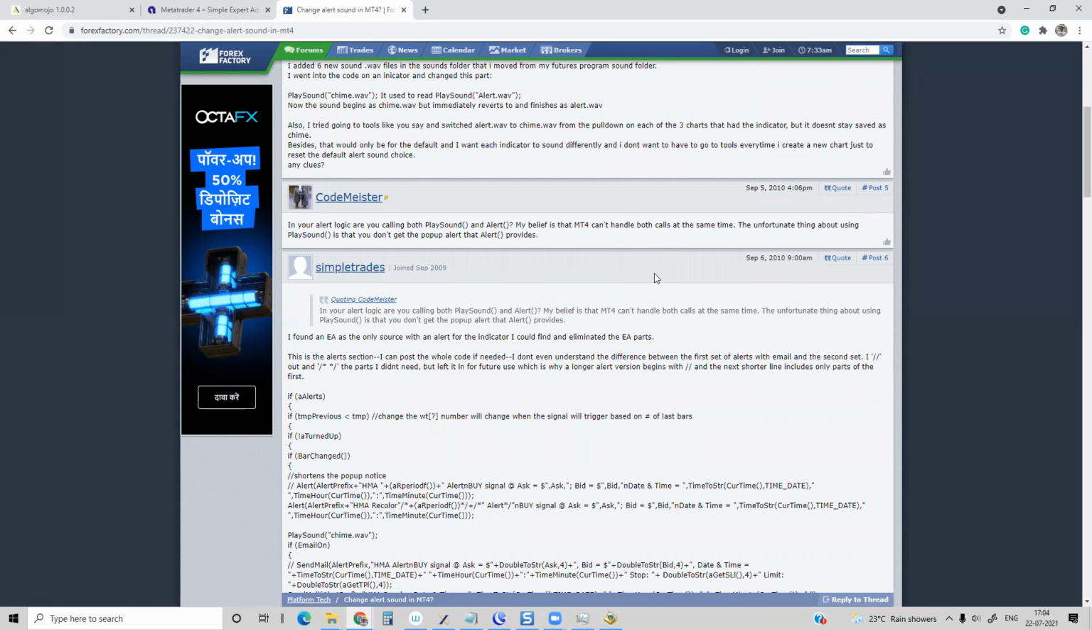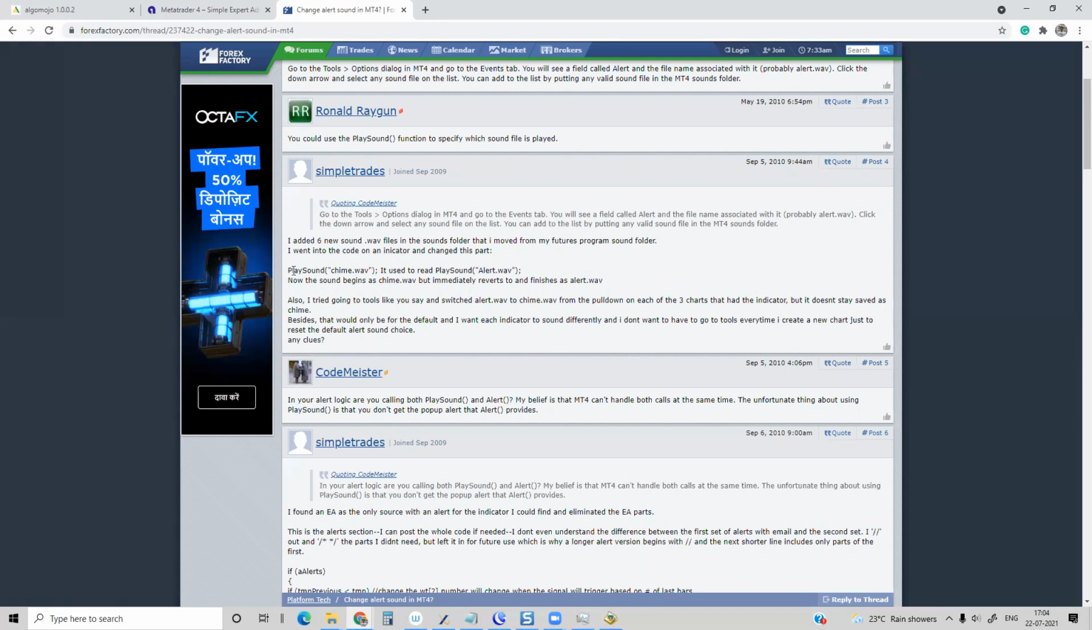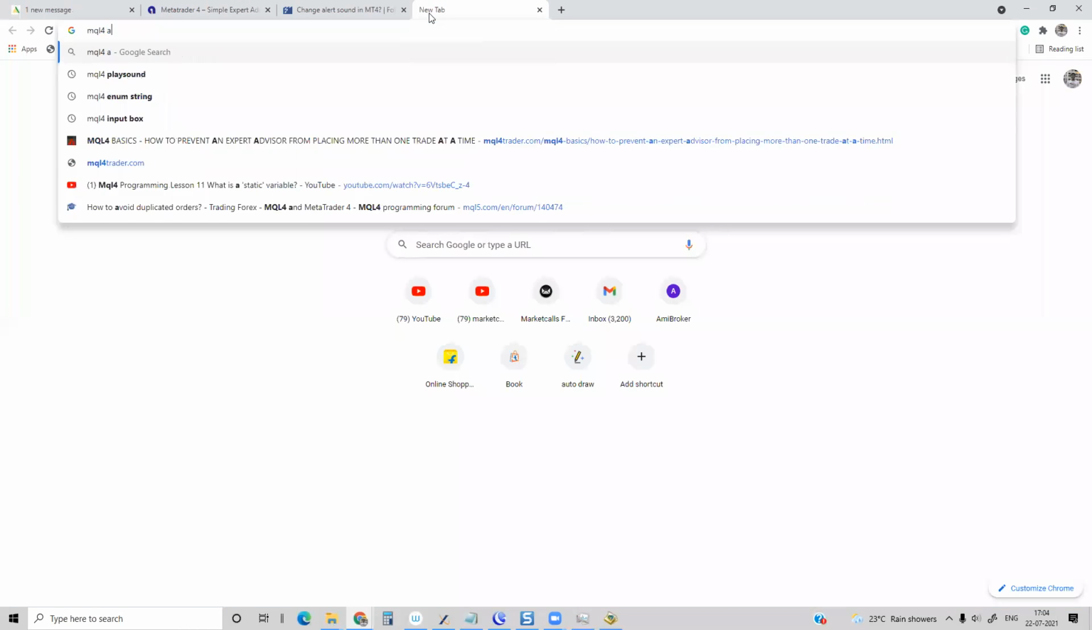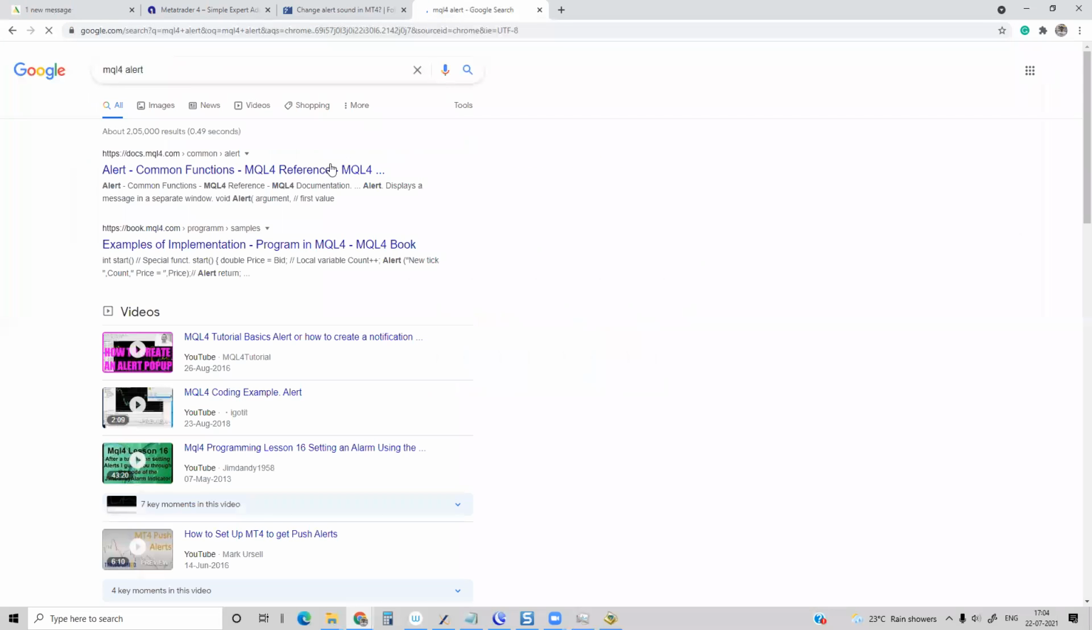There are two functions. One is the PlaySound function, and another one is the Alert function. One can use the Alert function, and if you use it, it will automatically send an alert also. Let me show you the MQL4 Alert. That's a simple function to transmit alerts, basically a pop-up alert.